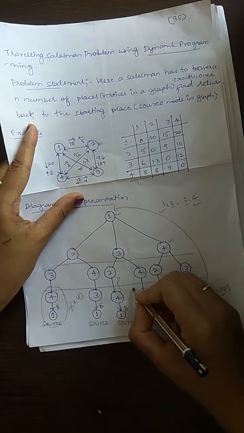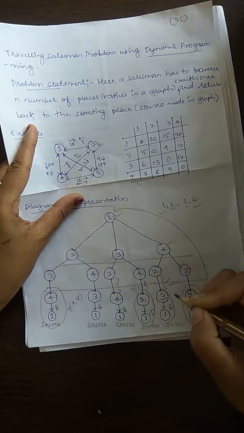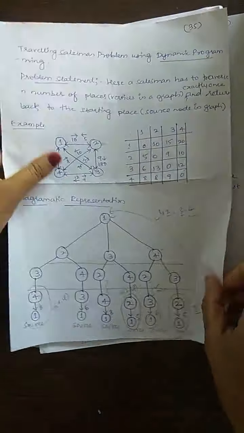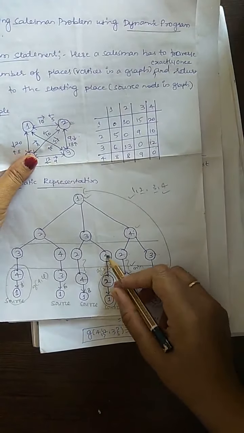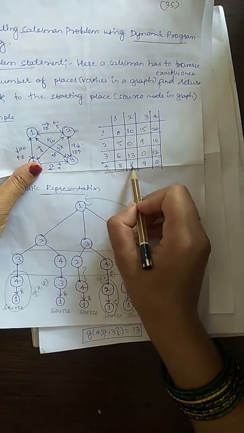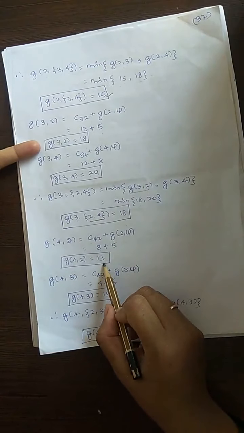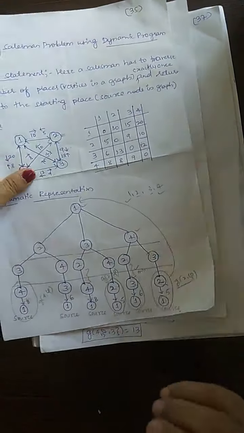What is this remaining distance? It is nothing but 2 comma 5 here. What is 2 comma 5? 2 comma 5 is 5 here. So 5 plus 4 to 2. 4 to 2 is how much? 8. 8 plus 5 you are going to get here. 8 plus 5, that is 13. So this is for 4 to 2.